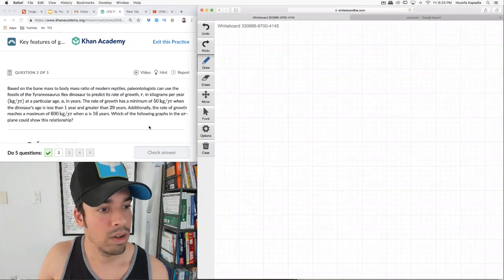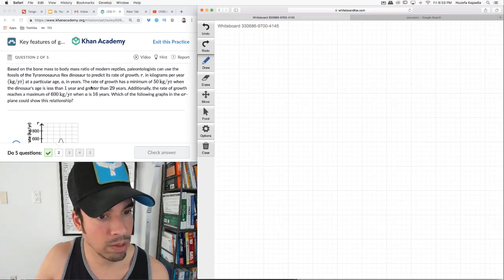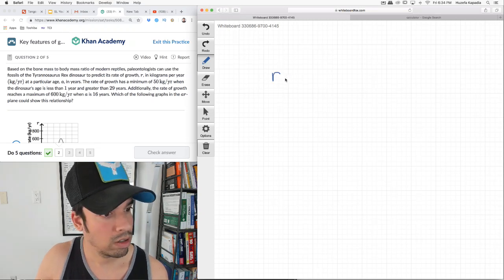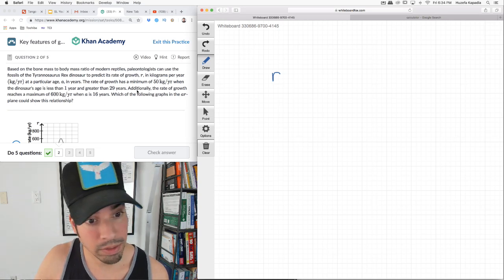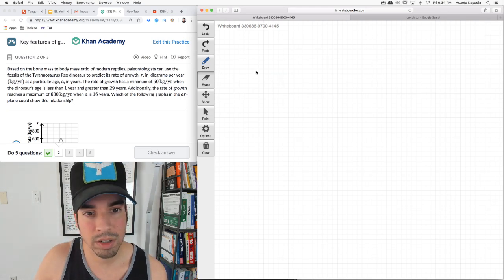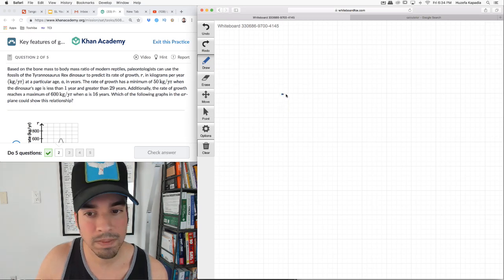Based on the bone mass to body mass ratio of modern reptiles, paleontologists can use this, blah, blah, blah, to predict its rate of growth, R, in kilograms per year at the age A in years, and use fossils to predict its rate of growth. Cool. Rate of growth, I'm waiting for a formula. Rate of growth has a minimum of 50 kilograms per year when the dinosaur's age is less than 1.